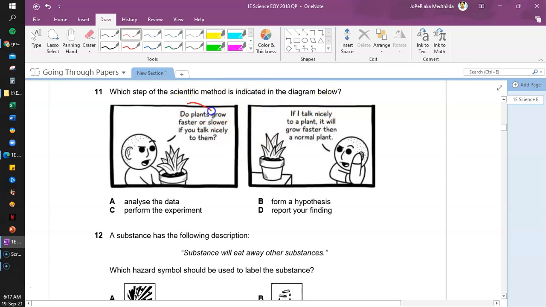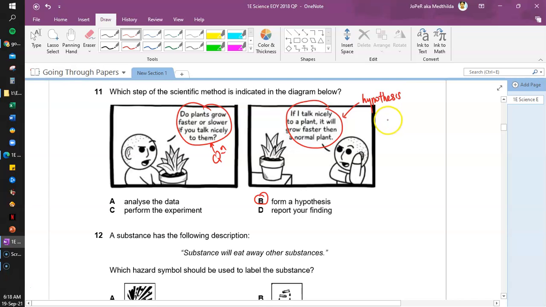You look here. Do plants grow faster or slower if you talk nicely to them? This is the question. If I talk nicely to a plant, it will grow faster than a normal plant. This is sort of like a guess, so this is actually a hypothesis. This is actually asking a question. This is actually forming a hypothesis. If you look at all the options available here, the only answer left is B.